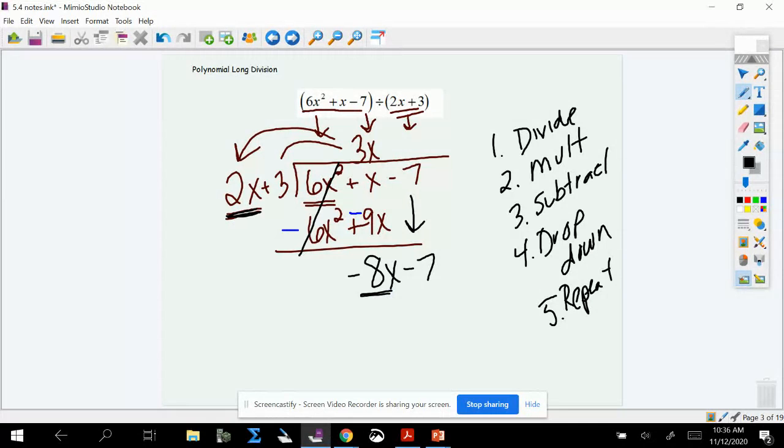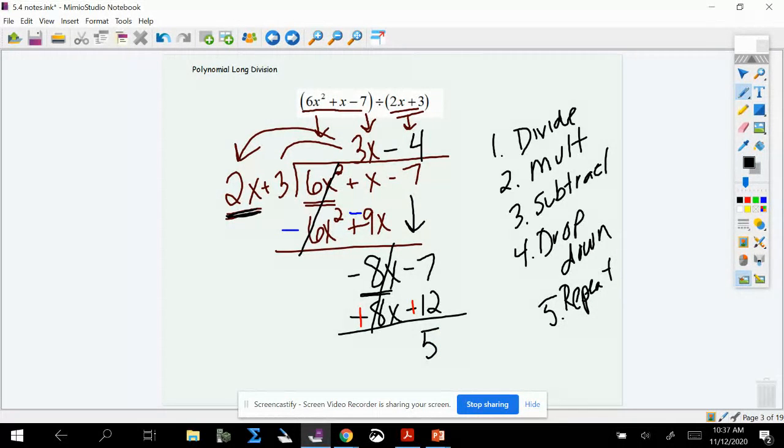8x? Well, what I multiply 2x by to get it to be a negative 8x is negative 4. So I'm going to multiply negative 4 times 2x, which is negative 8x. And I'm going to multiply negative 4 times 3, which is negative 12. I'm going to subtract, which is actually going to make this into a plus sign and this into a plus sign. When you subtract multiple terms, it changes all the signs. This will cancel. The 8x, negative 8x will cancel. And I am left with negative 7 plus 12, which is 5.